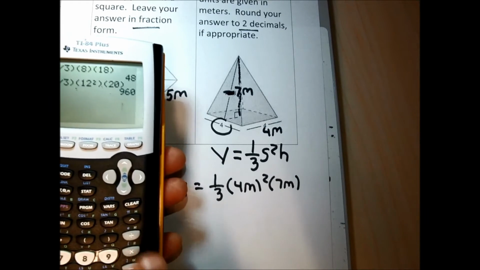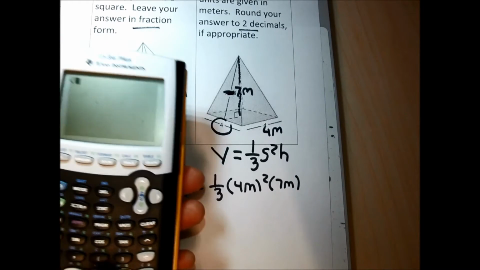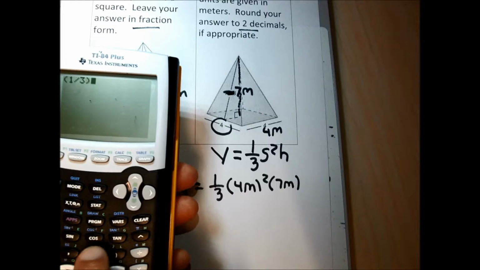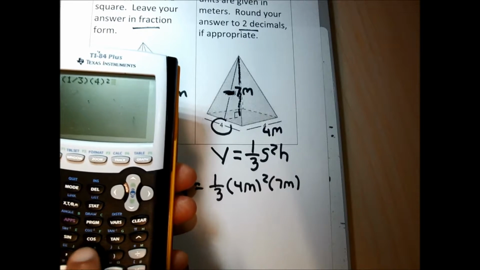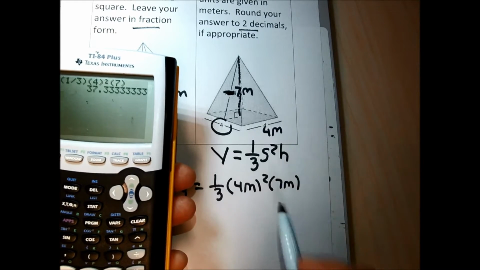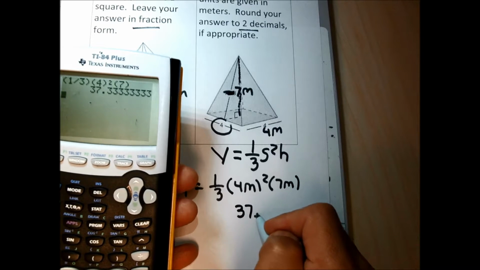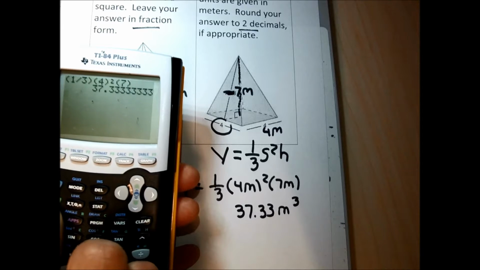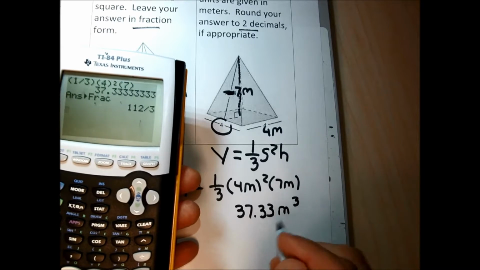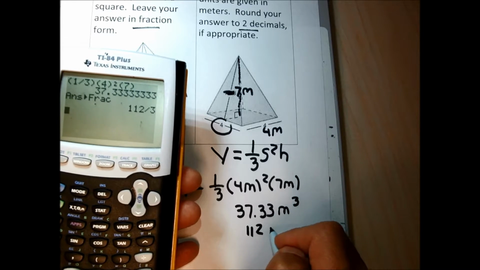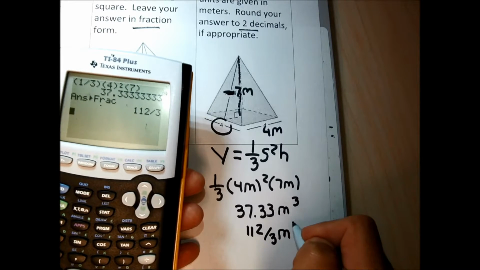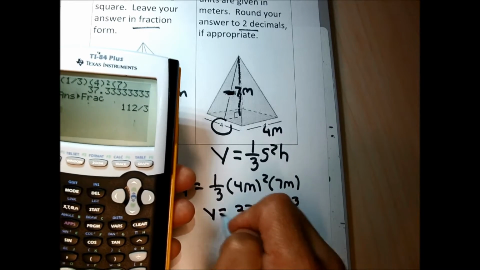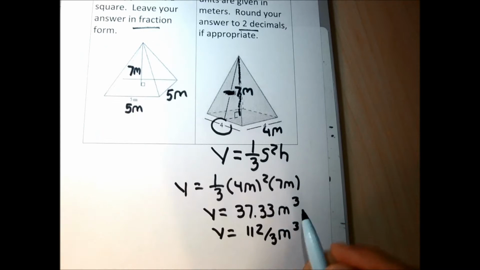So for 14, just following my instructions, I'd go 1 divided by 3 times 4 squared times 7. As a decimal, it's going to be 37.33 meters cubed. Hit math, enter, enter, and as a fraction, it's 112 over 3 meters cubed. I should write V equals because V will stand for volume.